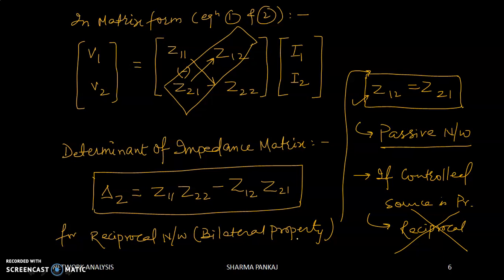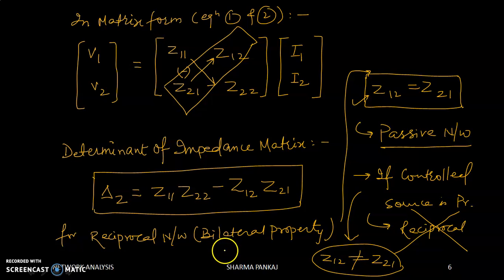It means, for such networks, Z12 will not be equal to Z21. If controlled sources are present, the condition will be like this: Z12 is not equal to Z21. Now we have actually used the word controlled sources.